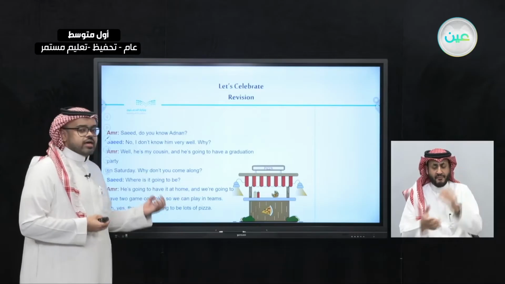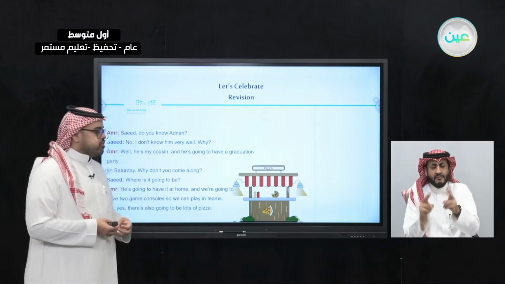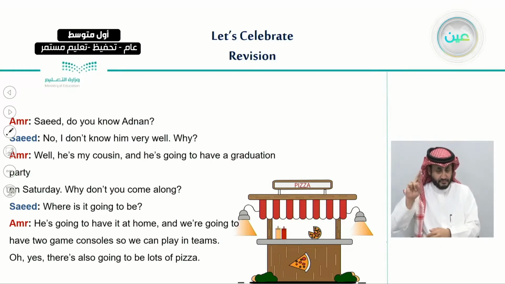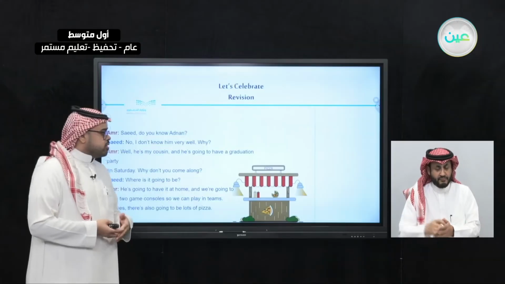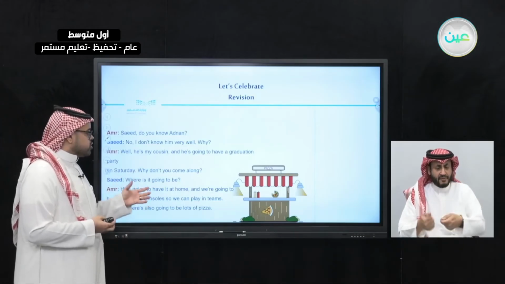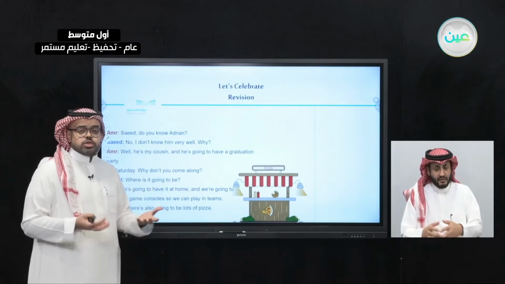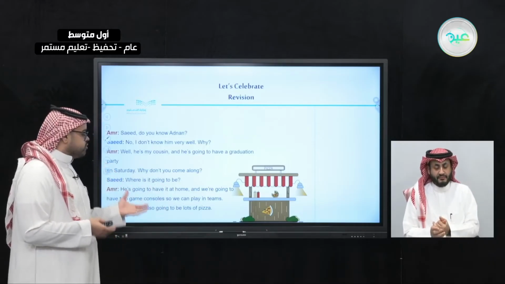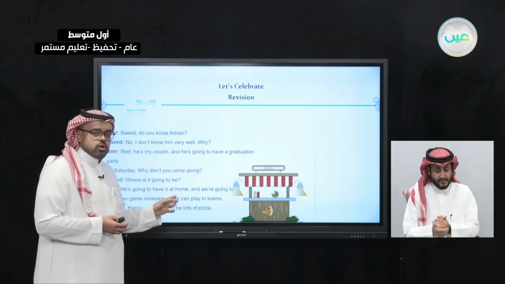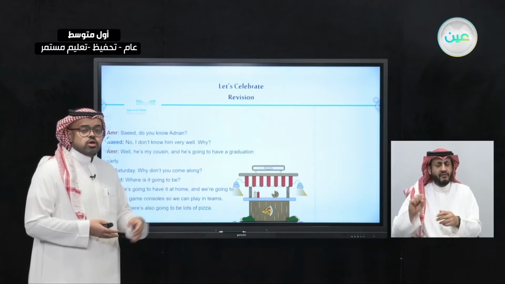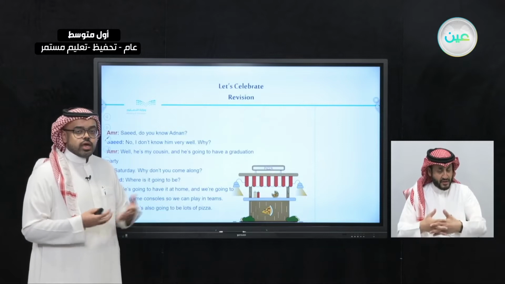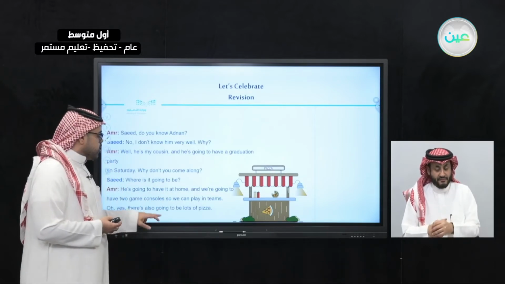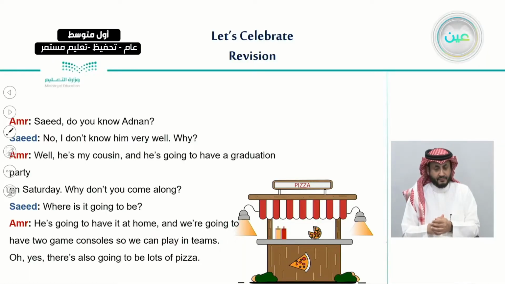Last lesson, we read a conversation between Amr and Saeed, where they talked about the pizza restaurant, and also they talked about planning a graduation party. We also learned what Saeed was inviting Amr for: to join and play games, because he has two consoles, and also they will order lots of pizza.